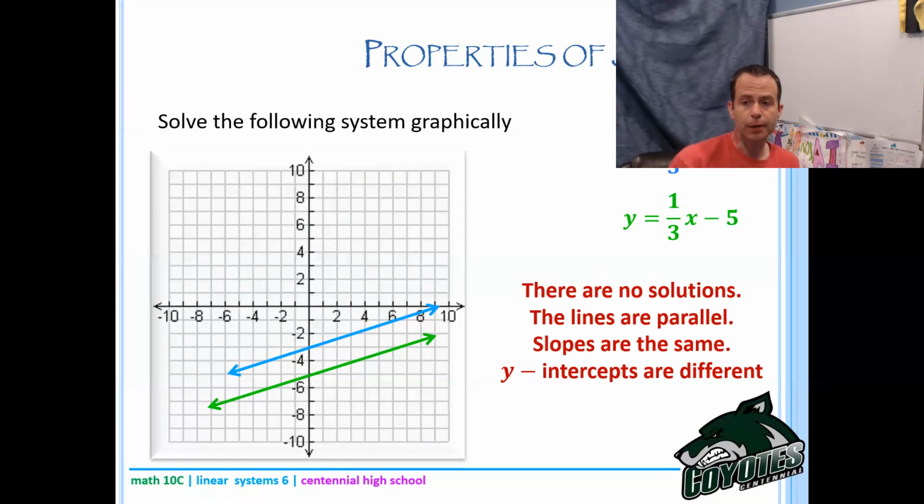The lines are parallel, and then when I go to compare the equations, the slopes are the same, but this time the y-intercepts are different. If the y-intercepts were the same, I would have been back to the last slide where it was the same equation and they would be overlapping lines.